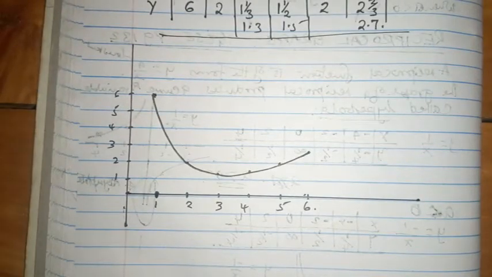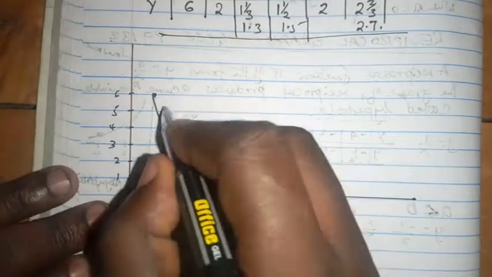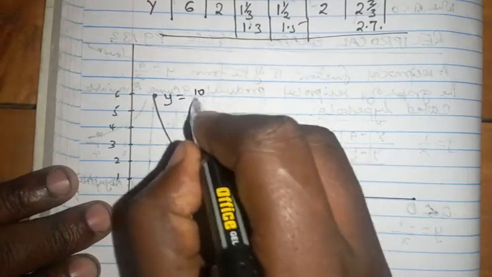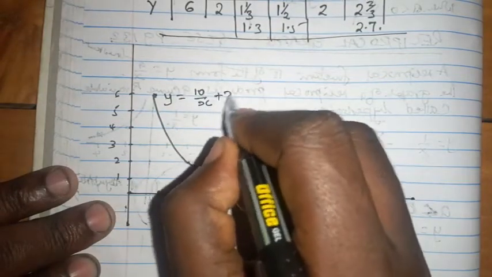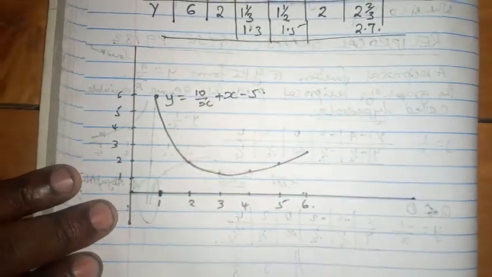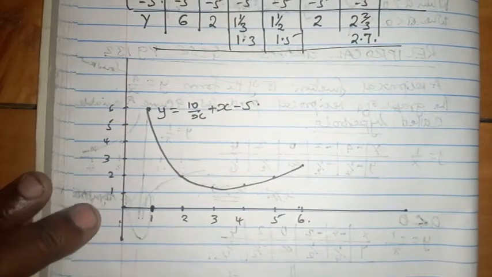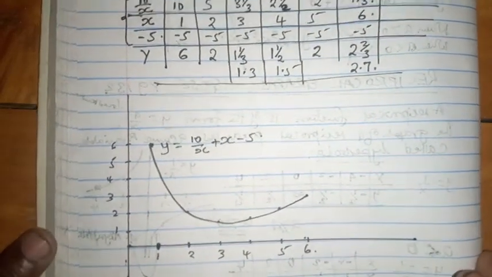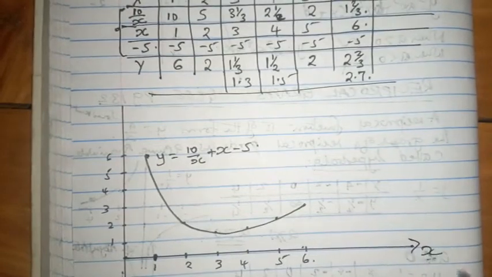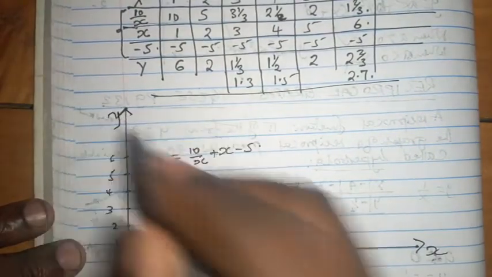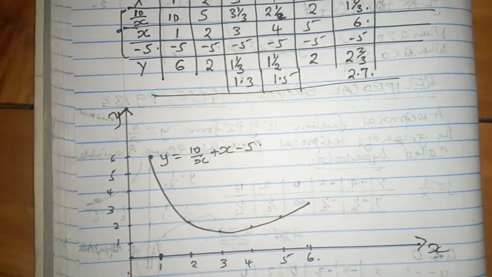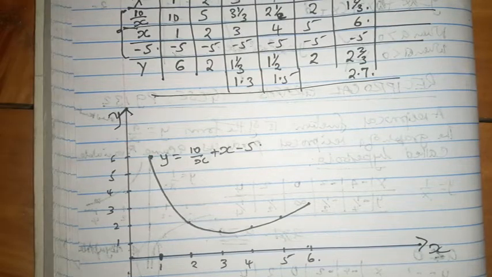That is our graph. And of course, you name the graph immediately. y = 10/x + x - 5. And as such, now we can go to answer the questions. This is the x-axis. This is the y-axis. Always name the axis. That is part A of the question.